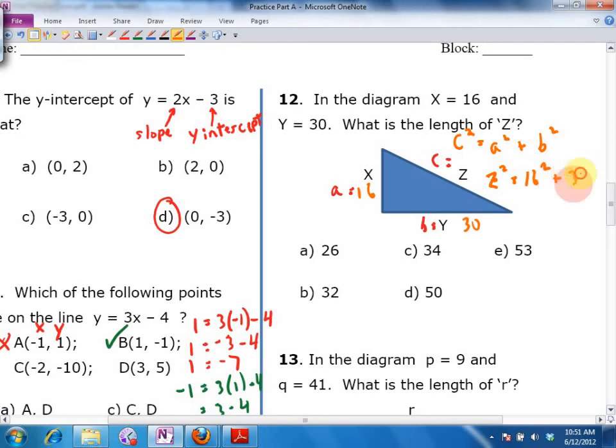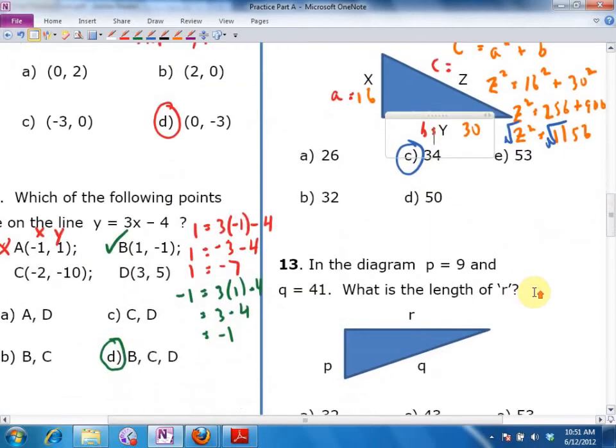plus 30 squared. So Z squared equals 256 plus 900. Add those together. Z squared equals 1156. Square root that to get rid of the square. And I get the answer of 34. Exactly 34. The numbers worked out really nicely there.